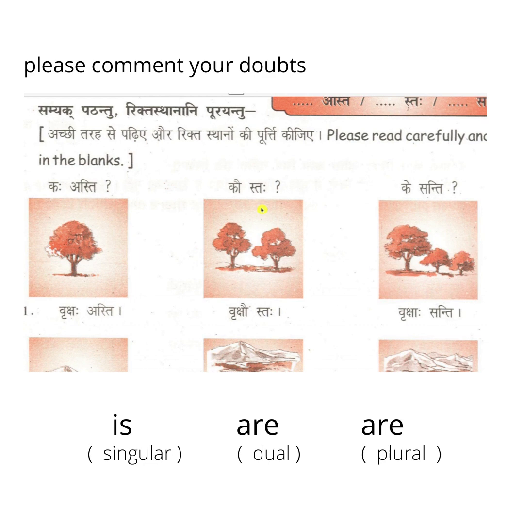So kaha asti, what is there? What is there in the picture? In the picture it is vrikshaha asti, there is a tree. Kaustaha, what two are there in this picture? Vrikshaustaha, there are two trees. Ke santi, what all are there in this picture? Vrikshaha santi, there are trees seen in this picture.